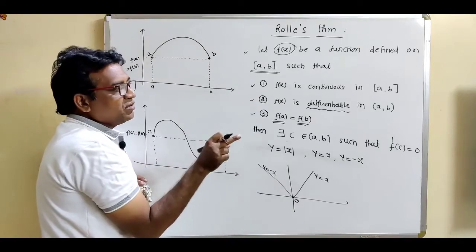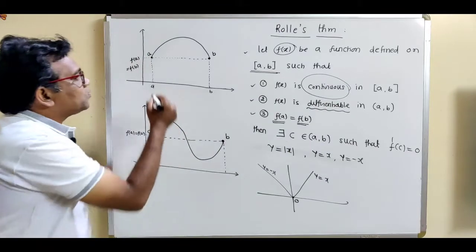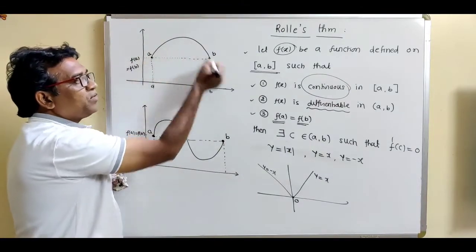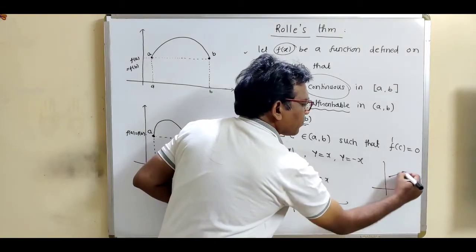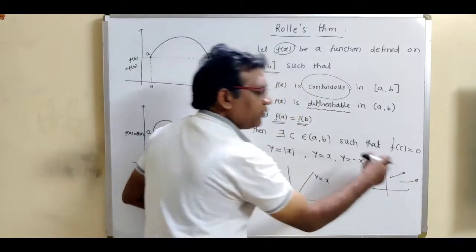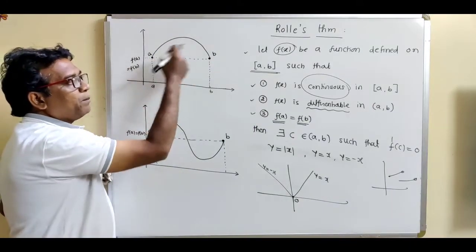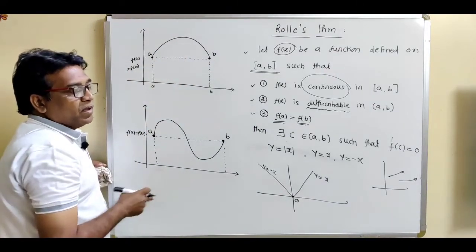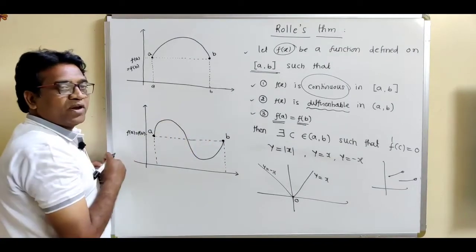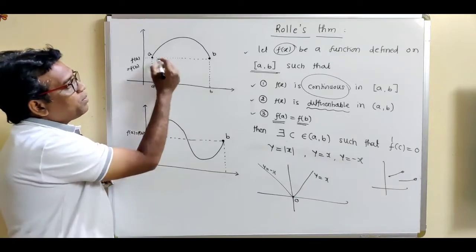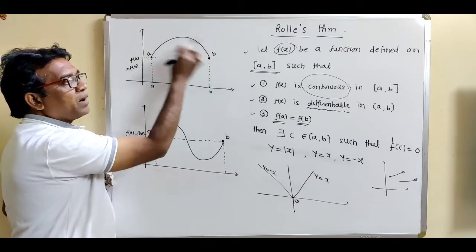Now this function satisfies these three conditions. So what are those conditions? The function should be continuous in the closed interval. Continuous means there is no gap in the graph. This is called a discontinuous curve, because there is a gap between these two curves. A continuous graph means there is no gap in the curve. What is the second condition? The function should be differentiable in the open interval (a, b). Differentiable means the graph should be smooth in between a and b.